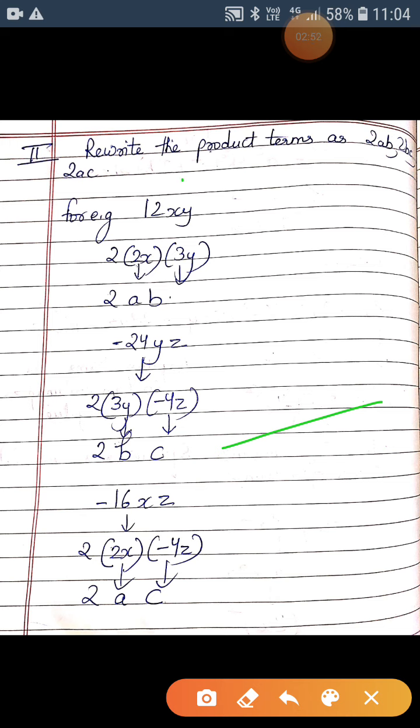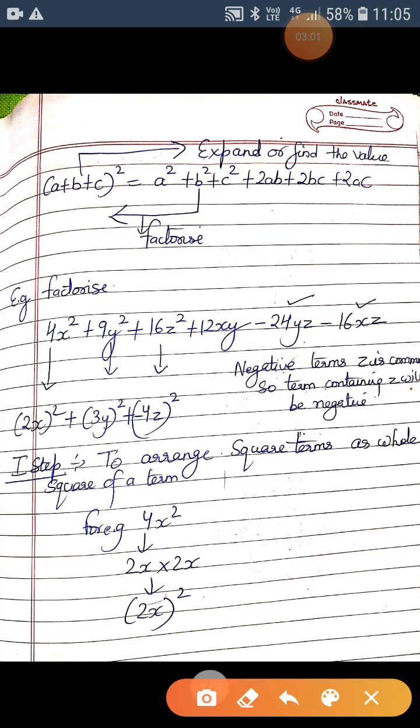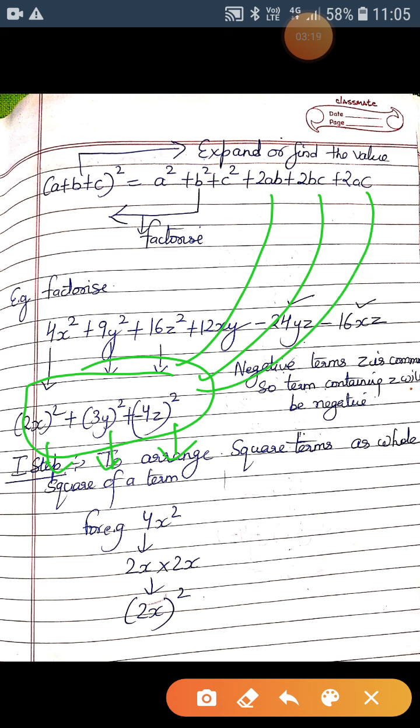And now the next step is the product terms. When you have first identified these 3 terms, like you have identified that a is 2x, b is 3y and c is minus 4z, then the next step becomes very easy, because you have to write in terms of 2ab, 2bc and 2ac simply. So you just have to rewrite them. The main thing is you have to correctly identify a, b, c with the signs, as we have done here in the first step.